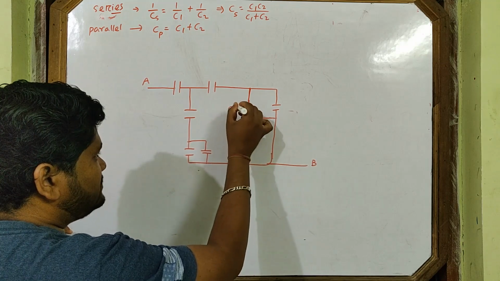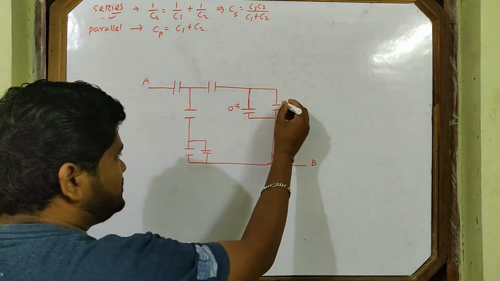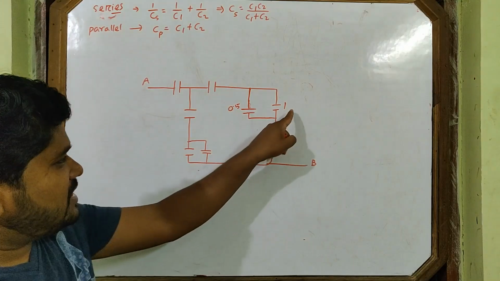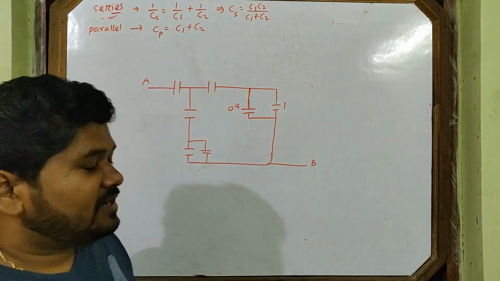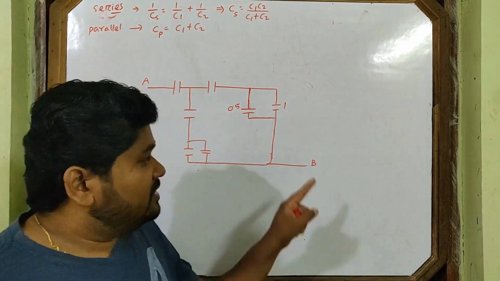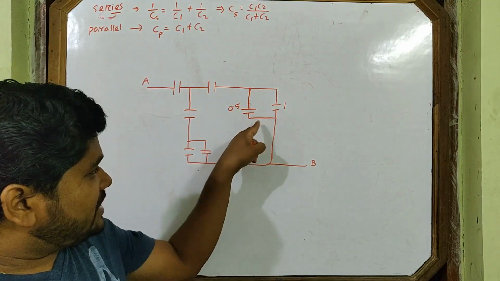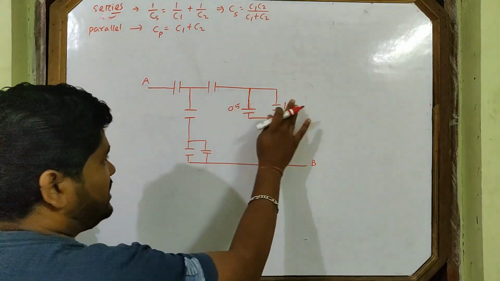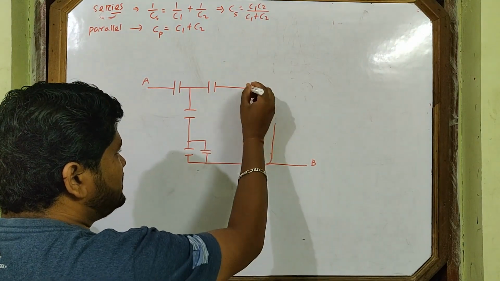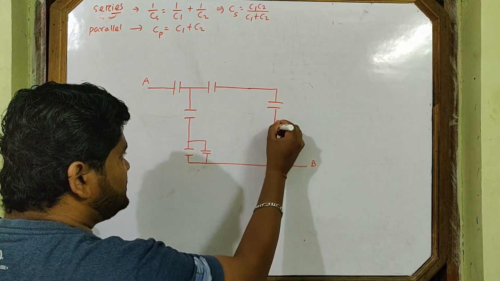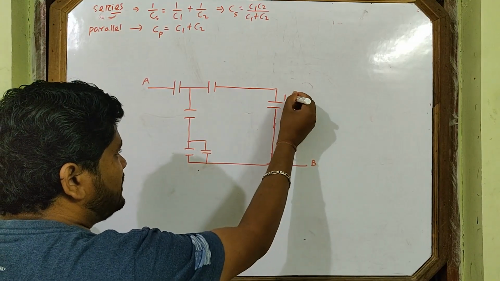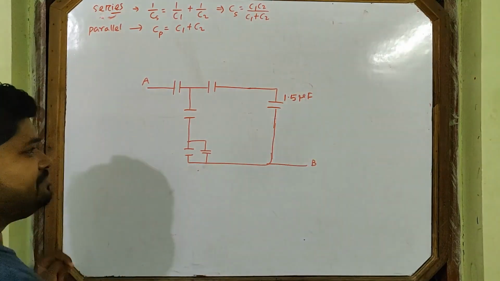Okay, so now it becomes 0.5. This is also 1. Now this 1 and 0.5, how are they connected? They are connected in parallel, because you see the terminals are the same. Now you erase this one, and this becomes one capacitor: 1.5 microfarad.